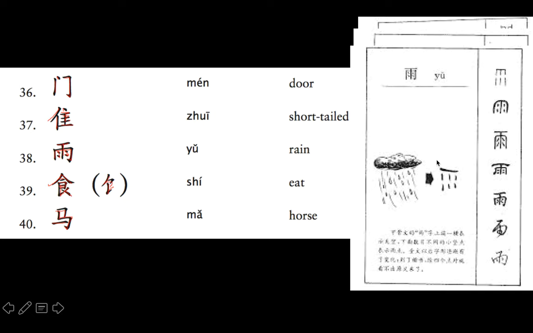雨. A horizontal line on the top usually represents the sky. And the drops represent the rain. The water comes from the sky. Rain. 雨.